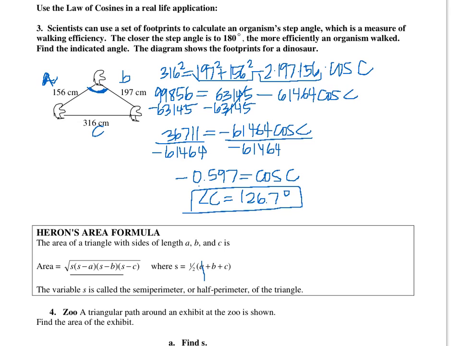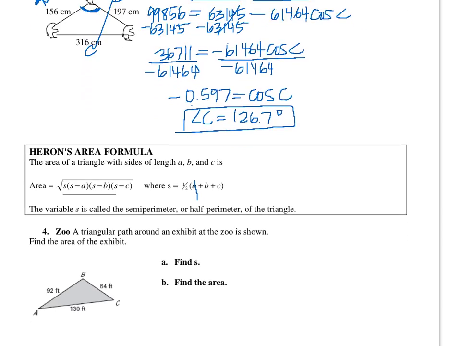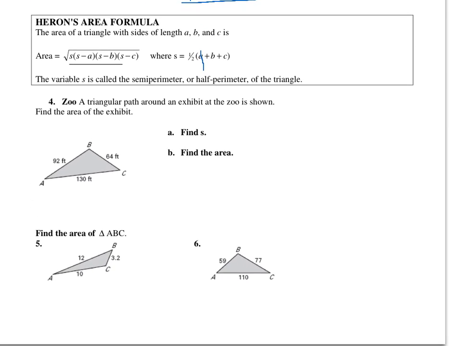So how efficient is this organism? Not super efficient, but decent, right? At least it's over 100 degrees. Again, they want it closer to 180, but in this case, it looks like they walk decently. They maybe have a hip problem. Who knows? This is one of the application questions that you could see. We give you a problem behind it, but you can still draw the picture and use the law of cosines. We gave you an area formula when we did the last section, and we want to give you another one here too.